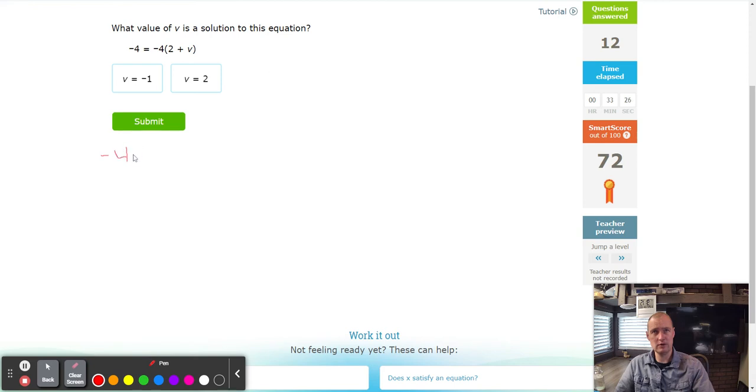We got -4 equals -4, and on the inside, we got 2 plus v, close parenthesis. V is going to turn into a -1, so I'm going to try -1 first. So I got -4 equals -4, parenthesis, 2 plus -1.